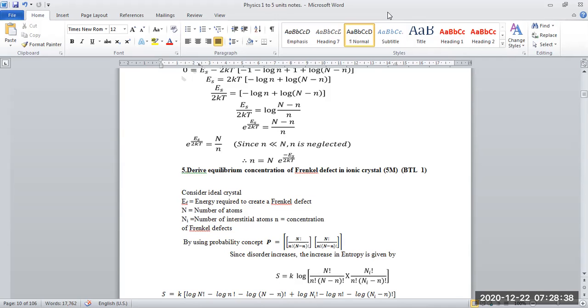One thing you may have noticed is that we haven't gone for any numericals, right? I don't want to do any numericals in this particular class. I will do the numericals in the next class.